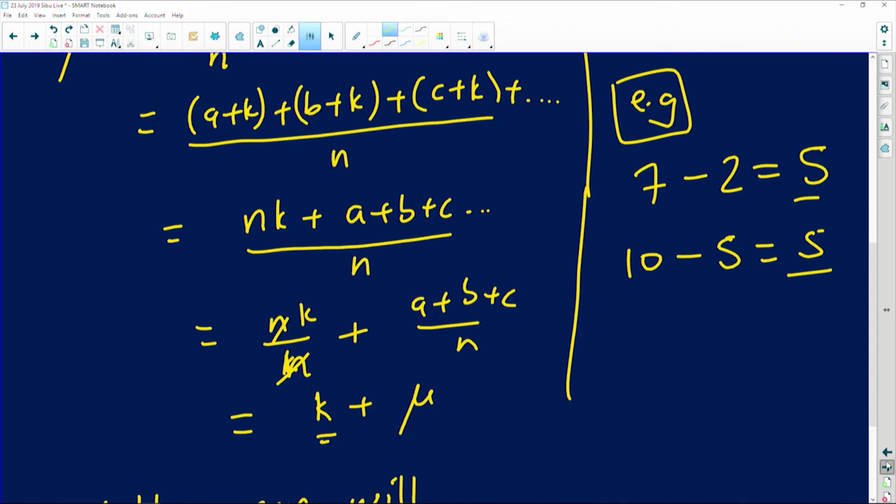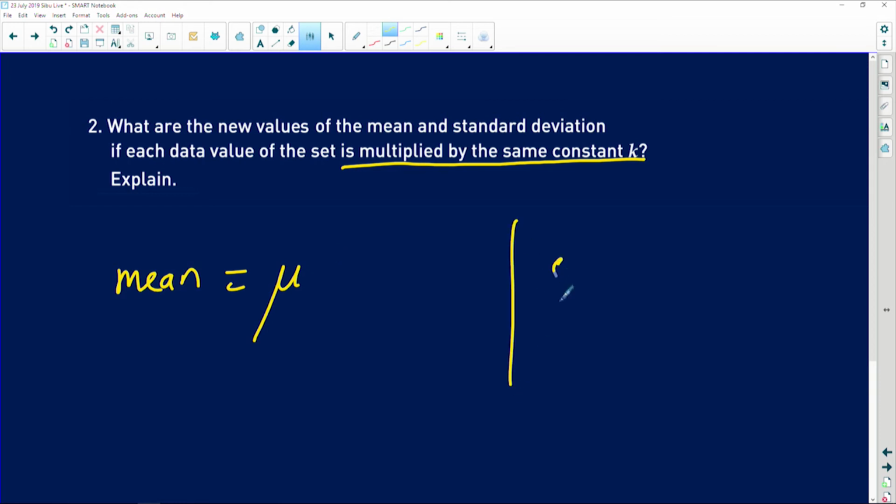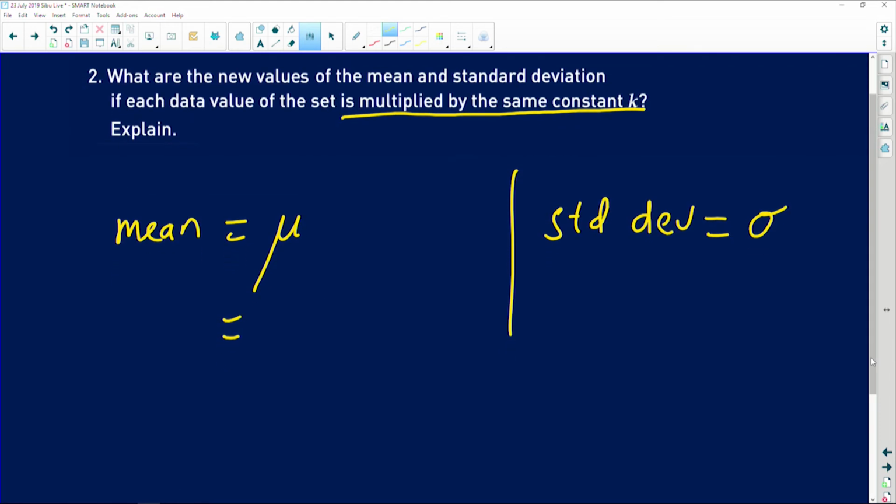Right. Quickly to the last part of this question, let's see what the story is going to be here. So the final answer on the previous question is that the mean will change by the value k, but the standard deviation will stay the same. What are the new values of the mean and the standard deviation if each data value of the set is multiplied by the constant k? Right. So the mean, which was given by mu, and the standard deviation, which was given by sigma, when you multiply all your values by a particular factor k, what will happen to the mean?